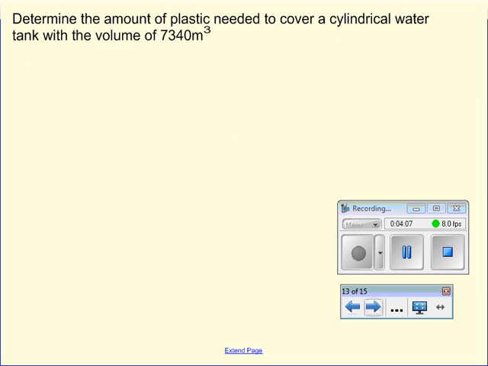My next example, I want to determine the amount of plastic needed to cover a cylindrical water tank with the volume of 7,340 meters cubed. So this is one of those big water reservoir tanks. I want to know how much plastic I'm going to need to cover it, because I'm going to have to keep it away from other chemicals and kind of seal it in. So now, in this case, since I'm trying to find surface area, I have to look at volume to find the radius.